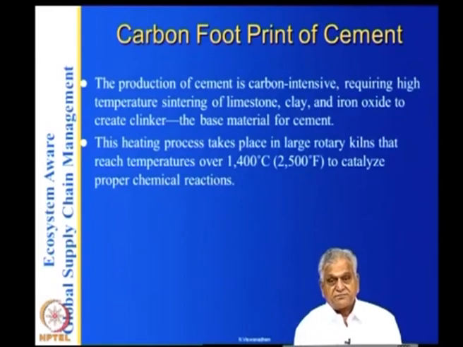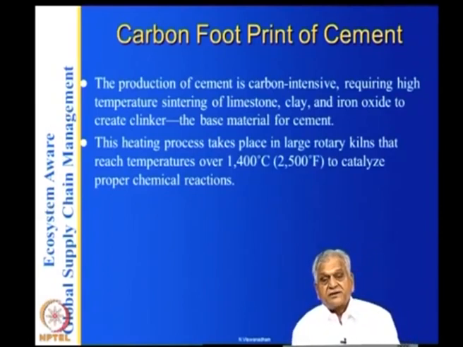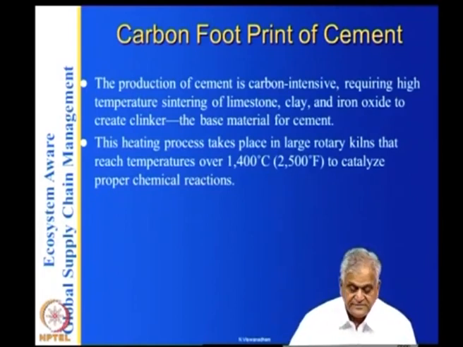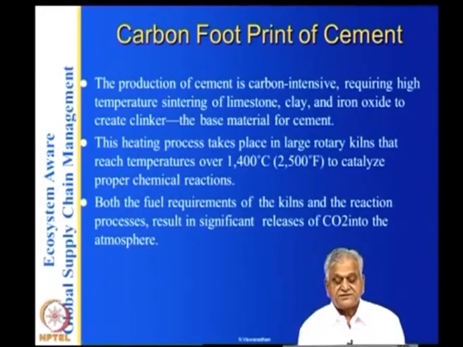Whatever fuel you are using, to get to 1400 you generate a lot of gases. And also during the chemical reactions of making this product from limestone to clay to clinker, you are going to produce a lot of poisonous gases. And of course, there are remnants which pollute. So both the fuel requirements of the kilns and the reaction processes result in significant releases of CO2 into the atmosphere. So it's a complicated thing how to reduce.